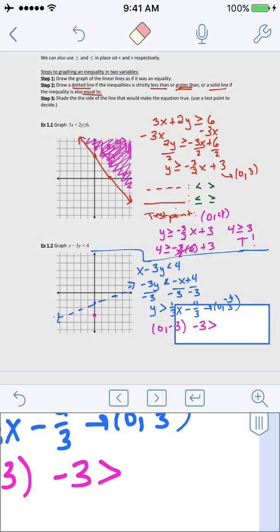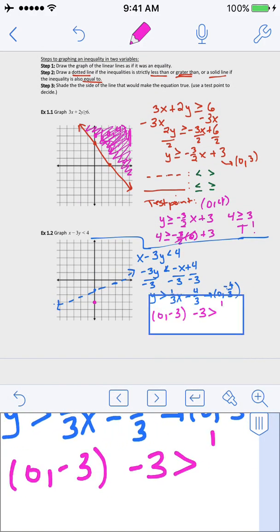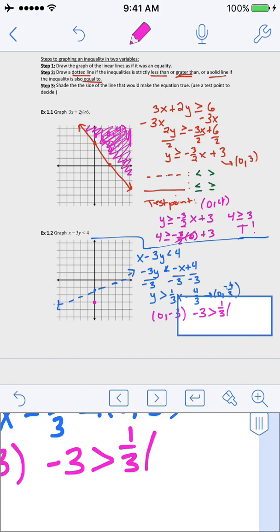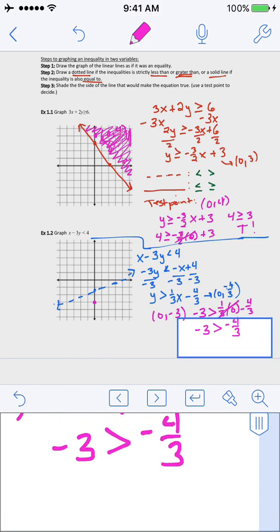It would be positive 1/3, right? So it'd be 1/3 times 0 minus 4/3. That cancels out because it's times 0, so I get the statement negative 3 is greater than negative 4/3. Now, negative 4/3 is negative 1.3 repeating. So is negative 3 greater than negative 1/3?